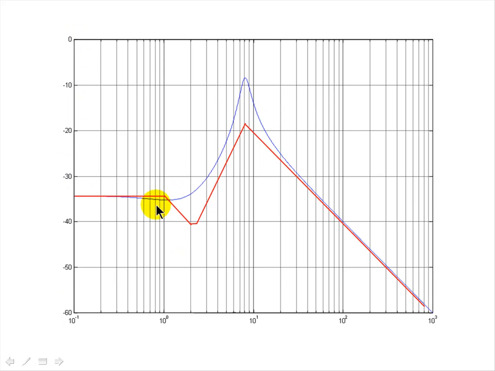If we superimpose the actual and exact amplitude plot, we can verify the accuracy of the approximate Bode plot for this transfer function. This big hump is created by the small damping factor of the complex pair of poles at 8.06.